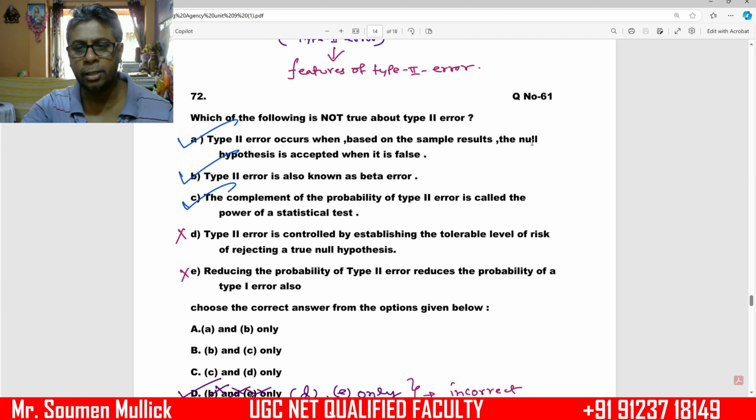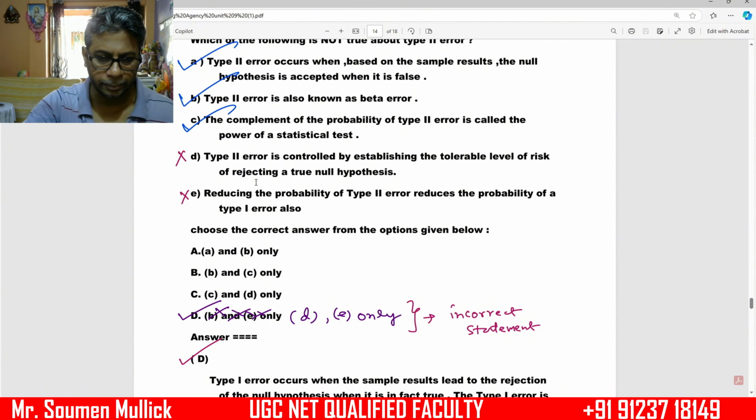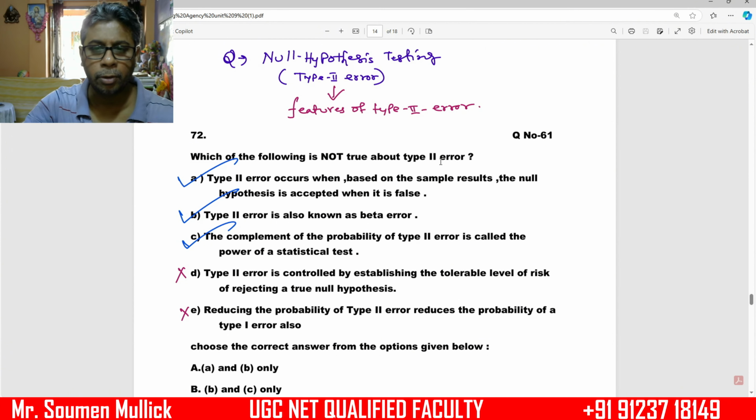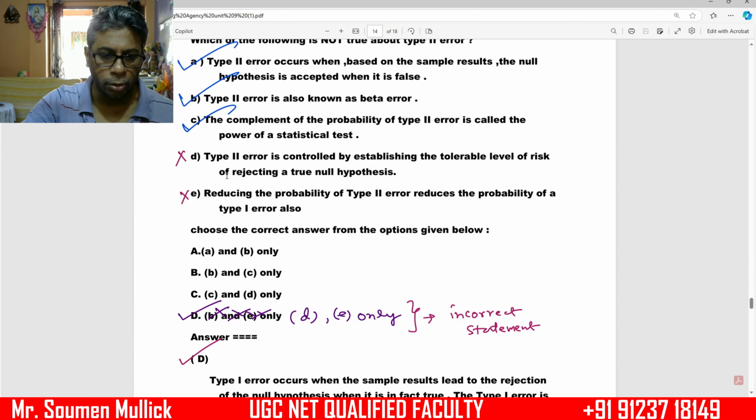Now we have to understand what is hypothesis testing, type 1 error and type 2 error. In hypothesis testing, type 1 and type 2 errors are both mistakes that occur when drawing conclusions from an experiment. A type 1 error is also known as a false positive. This occurs when the null hypothesis is rejected when it is true.